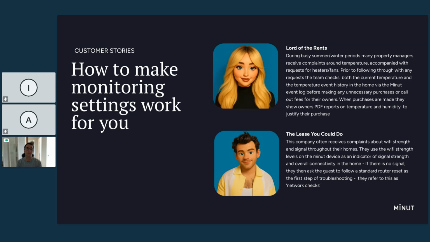The team over at The Least You Can Do. This company often receives complaints about Wi-Fi strength and signal throughout their homes. They use the Wi-Fi strength on the Minut device level as an indicator of signal strength in the property and overall connectivity. If there is no signal, they then ask the guest to follow a standard router reset as the first step of their troubleshooting procedures. They refer to these checks as network checks.